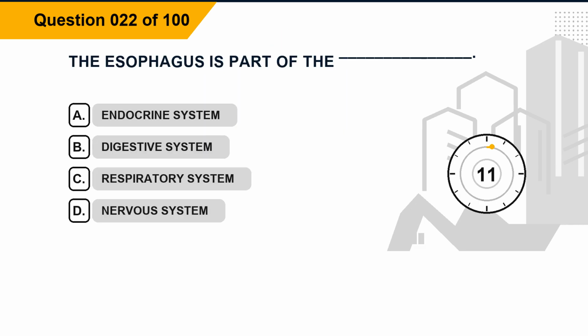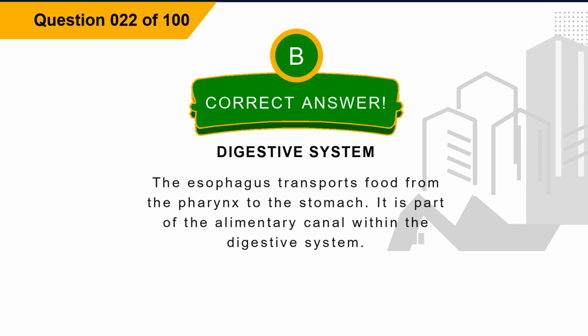Question 22. The esophagus is part of the blank. Option A, endocrine system. Option B, digestive system. Option C, respiratory system. Option D, nervous system. The correct answer is option B, digestive system.